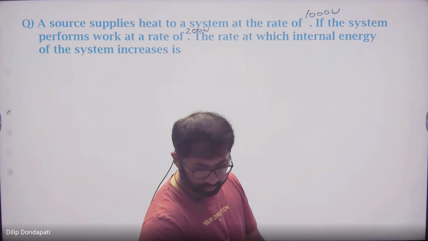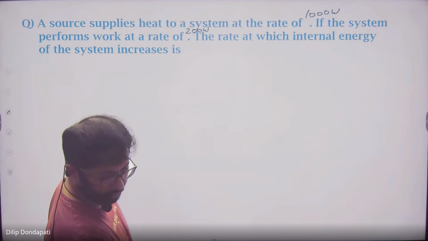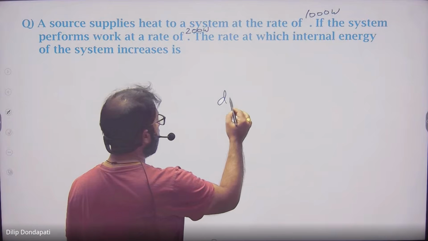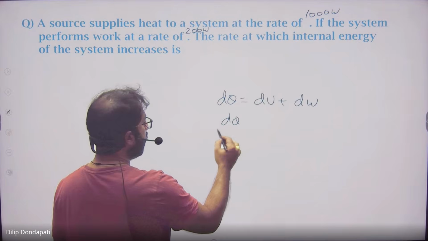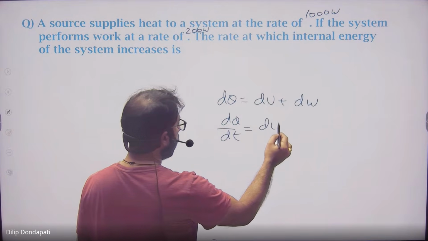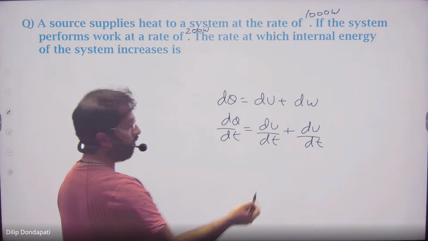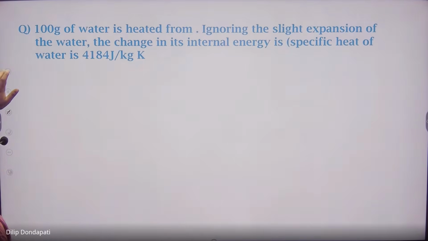Yes, sir, 800. See, the first law in differential form is dQ equals dU plus dW, right? Differentiating with respect to time, in differential form, correct. This is the rate of internal energy change, and the rate of work is given. Okay, 800 is the answer. Next.